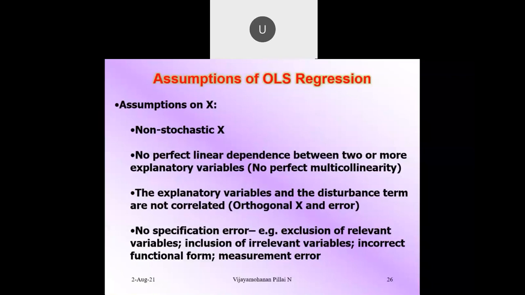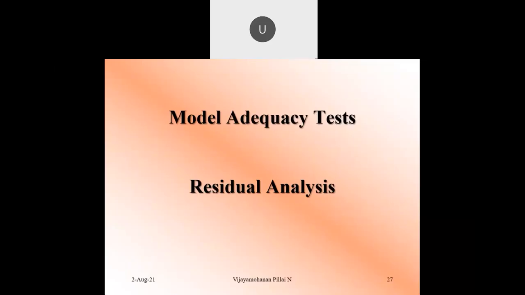Now, how do we find whether these assumptions are satisfied or not? So we are coming to what is called the model adequacy test. This model adequacy test we carry out on the residuals that we get from our regression. You know, the residuals we get by subtracting the estimated value from the original value. So we analyze this residual to find whether our model is adequate or not.